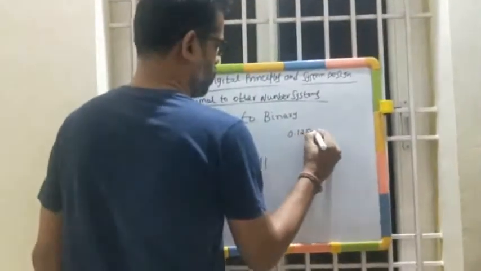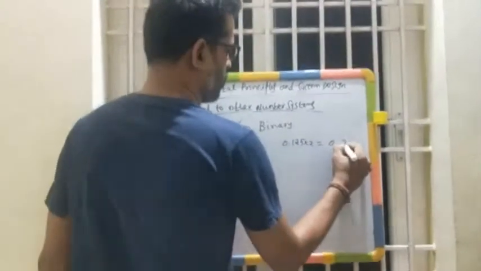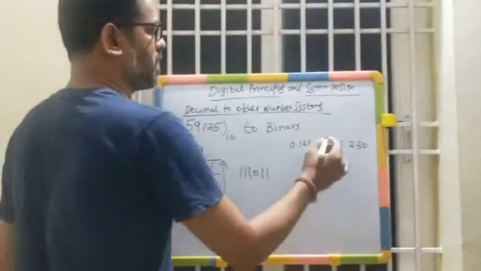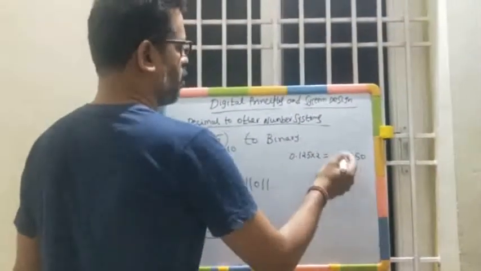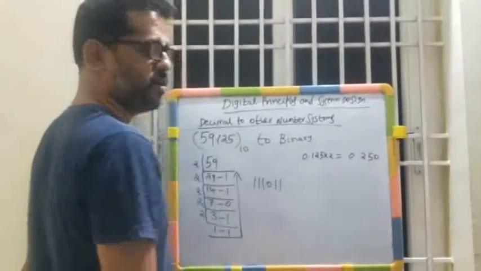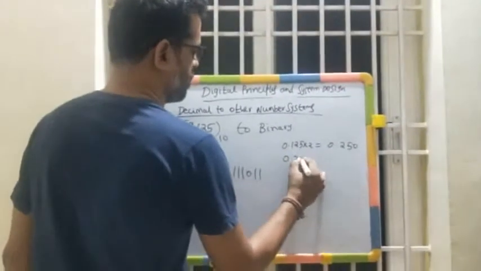So 0.125 into 2 equals 0.250. We are looking at the result. It is not giving a whole number, so we need to repeat the process. That is, we need to take only the fractional part out of it. Right. So the fractional part is 0.250.